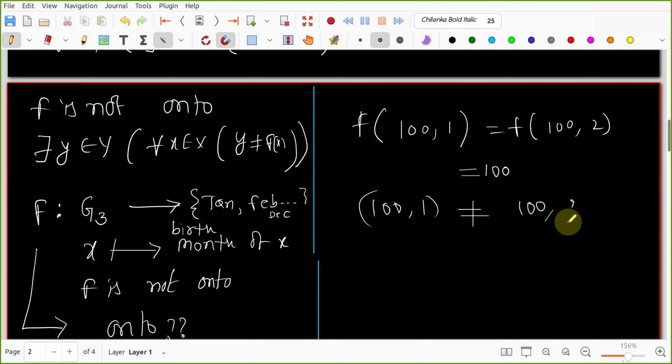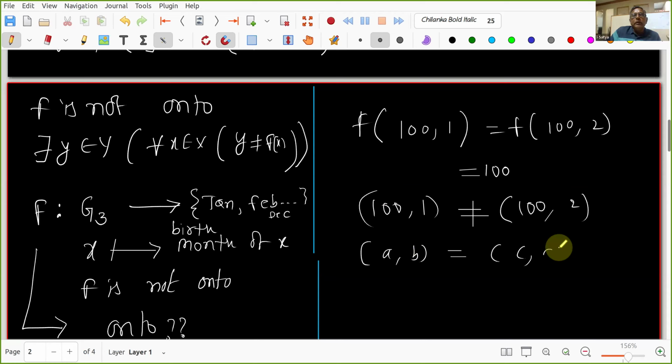Why are these 2 points not equal? Because 2 points are equal means (A,B) is equal to (C,D). What does that mean? A equals C and B equals D. Correct. But here 1 is not equal to 2, so this is not equal. Okay, good, correct. Okay, clear. I hope you are clear with the answer.